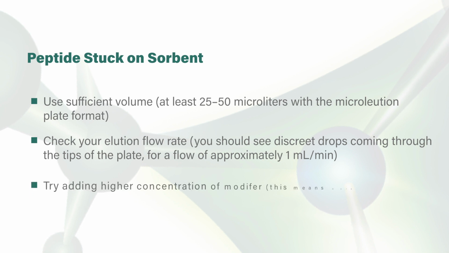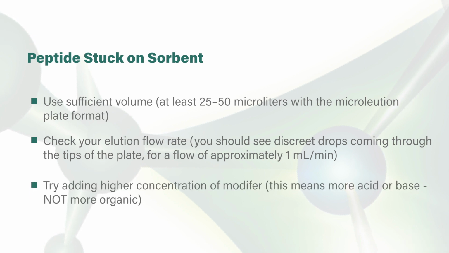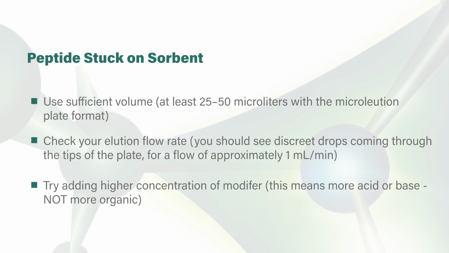You can also try adding a higher concentration of modifier to increase the solubility of your peptide. This means more acid or base, not more organic. And remember not to go above 75% acetonitrile. This can cause your peptides to precipitate and not elute.